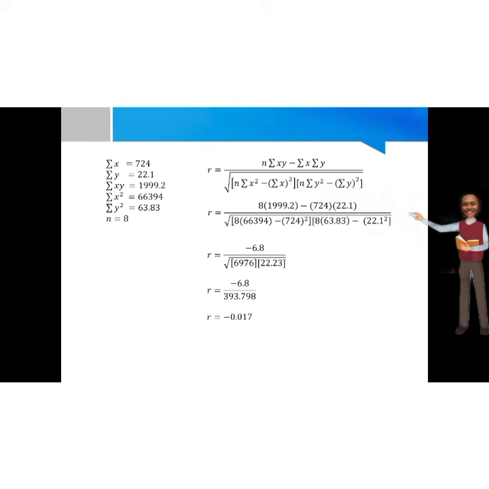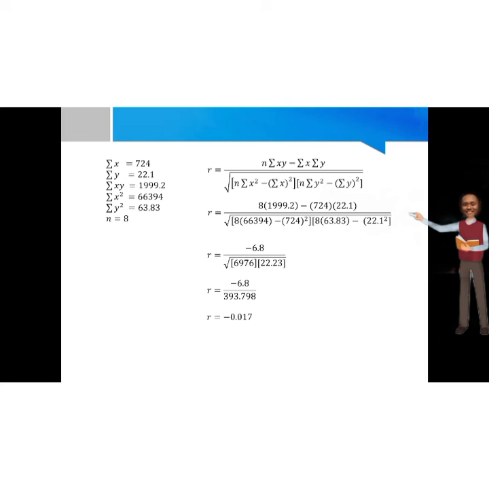And this is the formula that I tackled a while ago. So let's just distribute the number. r is equals to 8 multiplied by 1999.2 minus 724 multiplied by 22.1 divided by square root of 8, 66,394 minus 724 square multiplied by 8, 63.83 minus 22.1 square.